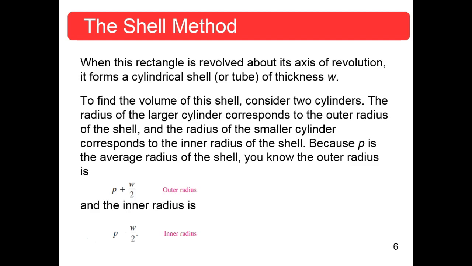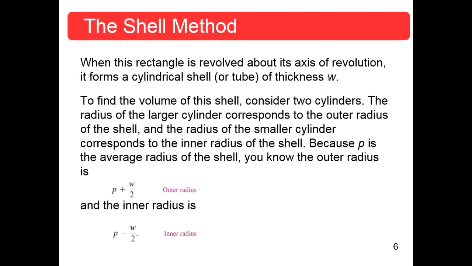To find the volume of that shell, consider two cylinders, the inner cylinder and the outer cylinder. And they're pretty close to each other. The radius of the large cylinder corresponds to the outer radius of the shell. That was our P plus W over 2. The radius of the smaller cylinder corresponds to the inner radius of the shell, P minus W over 2. Because P is the average radius of the shell, you know that the outer radius is this and the inner radius is that, like I just said.